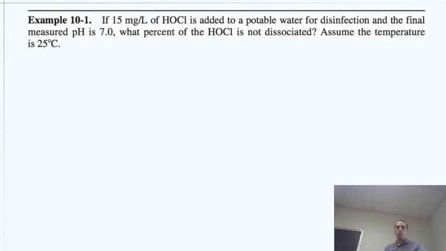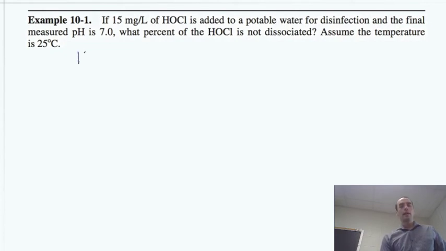Okay, so what I'm going to do is give you a few minutes to work on this problem, and we can resume here next time. It says, if 15 milligrams per liter of HOCl is added to a potable water supply for disinfection, and the final measured pH is 7, that means like any acidity that we may have added, if we're adding Cl2 gas, adds a little acidity. It's just referring to that, right? So the pH is 7. What percent of HOCl is not dissociated? And then assume the temperature is 25.